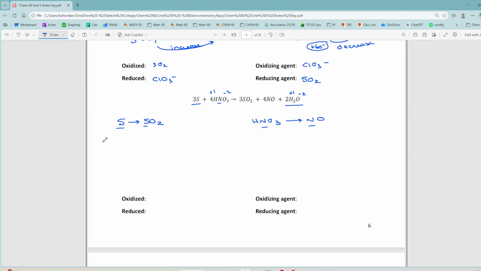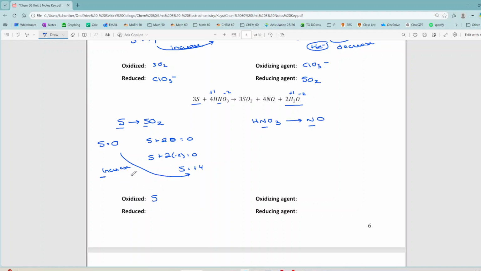So for this one, the sulfur on the left has an oxidation number of 0. This is a free sulfur. And then in the products, we have sulfur plus 2 oxygens is equal to 0. We're going to assume that the oxygens have a normal -2 charge. Oh, I wrote a 2 instead of an S there, sorry. S plus 2 times the -2, which means it's going to have an oxidation number of +4. This is an increase in oxidation number, so it is going to be the species that is oxidized.